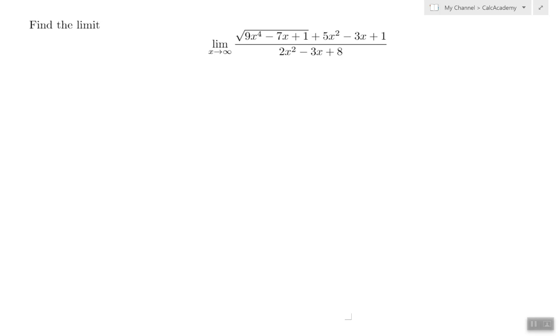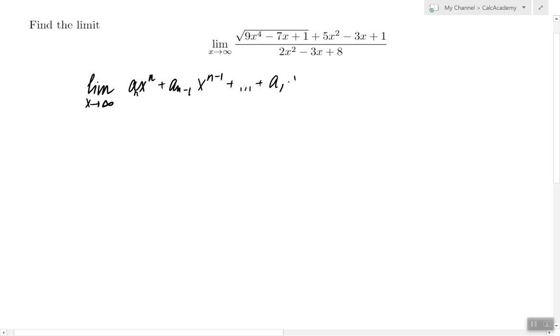In this video, I'm going to show you how to find a limit of a function that consists of polynomials and radicals. So first, we're going to use the idea that the limit of a polynomial function as x approaches infinity or negative infinity is simply the same as the limit of a power function that is made of its leading term.